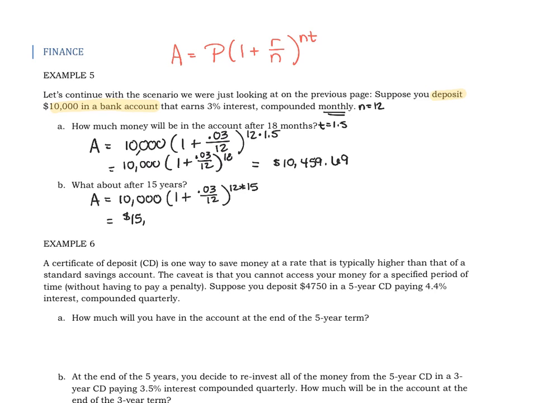And after 15 years, assuming you don't add any more money to the account, you don't take any out, you will have $15,674.32.